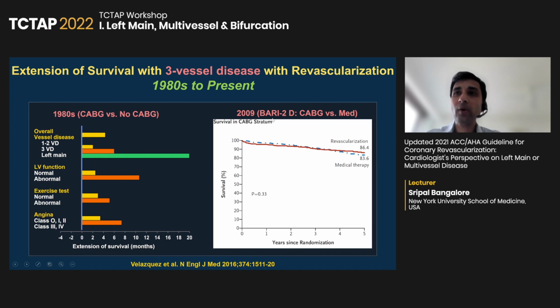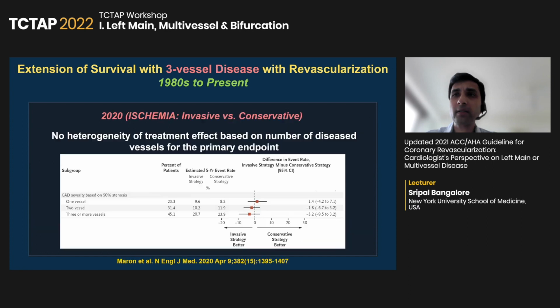But let's fast forward to BARI-2D. BARI-2D enrolled patients with diabetes, and in the CABG stratum of the BARI-2D trial, patients enrolled there were largely multivessel, triple vessel disease patients. If you compare now the same CABG to medical therapy, there is actually no mortality difference between revascularization and medical therapy. I'm not using PCI here; we are still using CABG in the CABG stratum of BARI-2D. Again, if you purely look at mortality as an endpoint, back in the day trials showed a mortality benefit, but with modern medical therapy, there is less mortality benefit, even with CABG when compared to medical therapy alone.